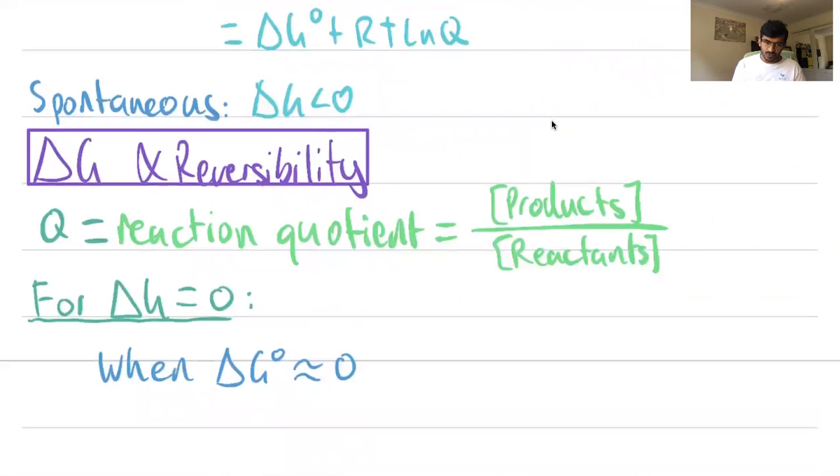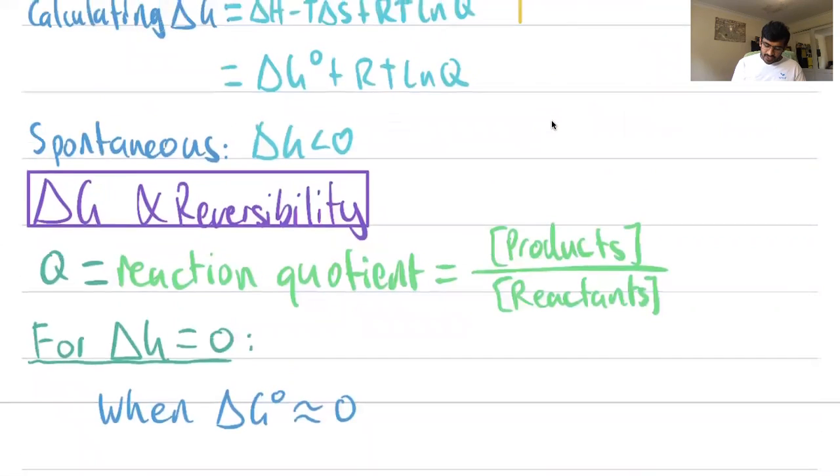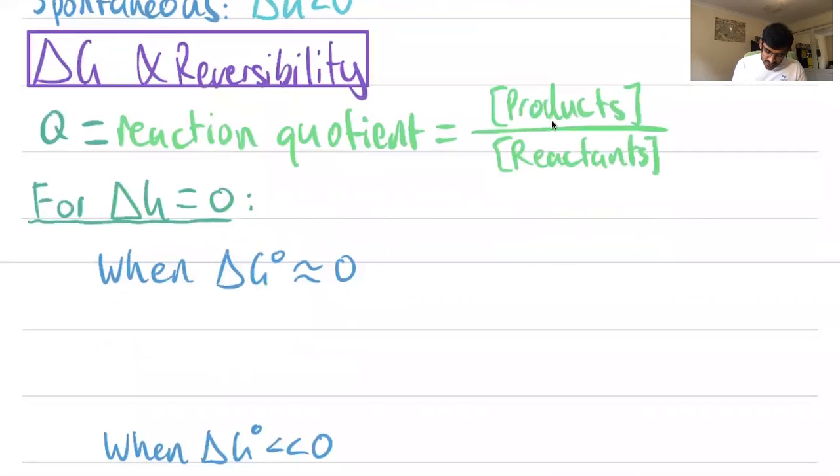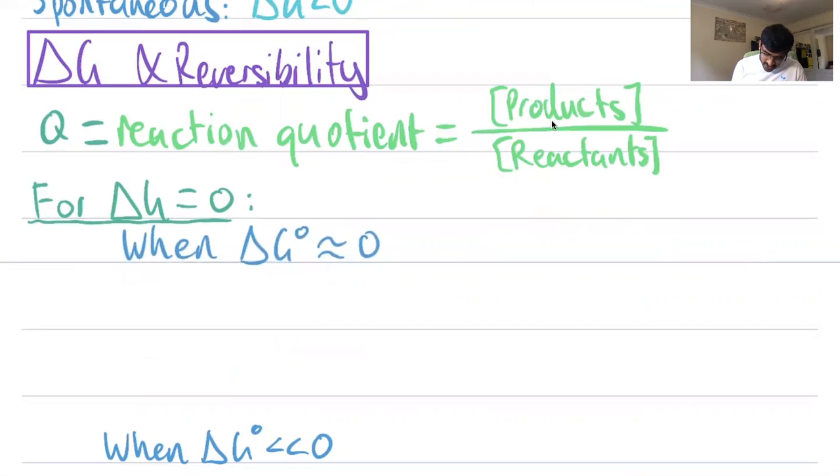Okay, so what we can think about then is, how does my system actually get to a stage when delta G is going to equal 0? And there's two cases we can think about. The first case is when delta G is already approximately equal to 0. Okay, and sorry, when my delta G naught is approximately equal to 0.